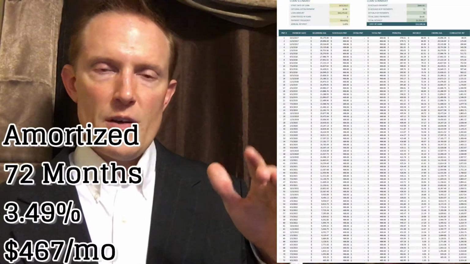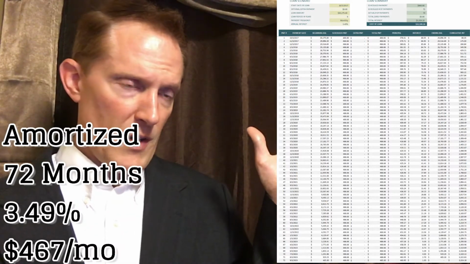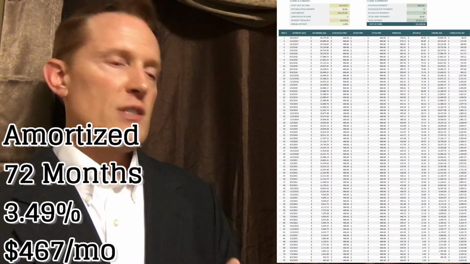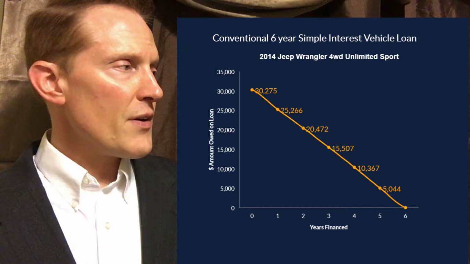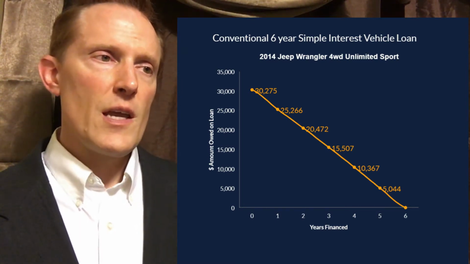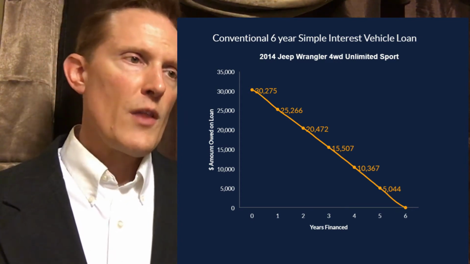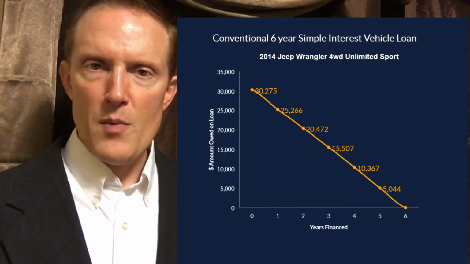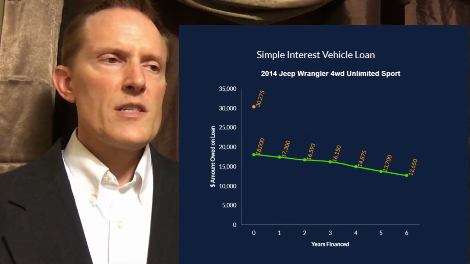So one of the things we're going to start off doing is showing you the difference between the two. We're going to start with something you're familiar with, which is a conventional automobile financing loan. This is an actual payment schedule, or amortization schedule, of automobile financing, transposed onto a clean graph so that you can see a declining scale. Every year you owe less and less, borrowing $30,275 for 72 months at an interest rate of about 3.75% on a 2014 Jeep Wrangler.